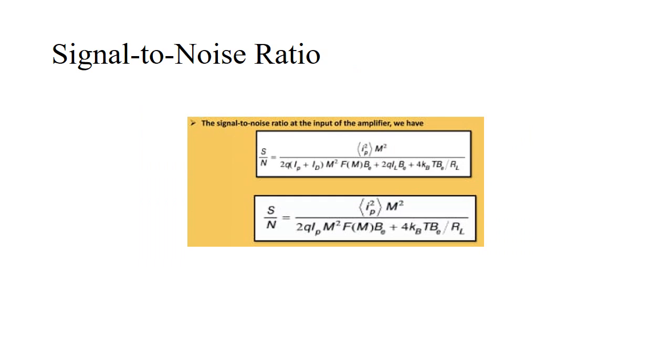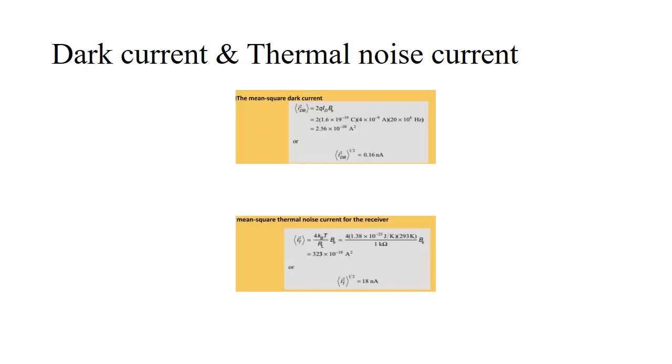Then we can find the signal to noise ratio given by this formula: I_P square M square divided by 2q (IP plus ID) into M square F of M into B naught plus 2q IL into B naught plus 4K T B divided by RL. Then the dark current and thermal noise current are given by this formula. So the mean square dark current, the mean square thermal noise current. So we just have to substitute the values and find the current.